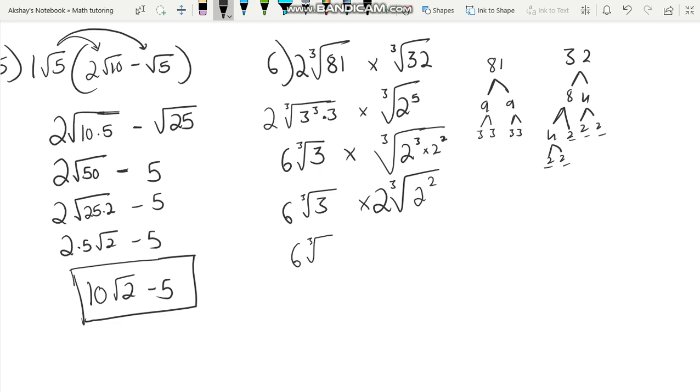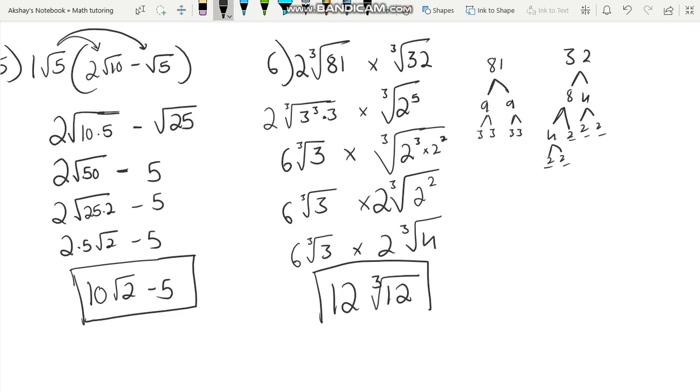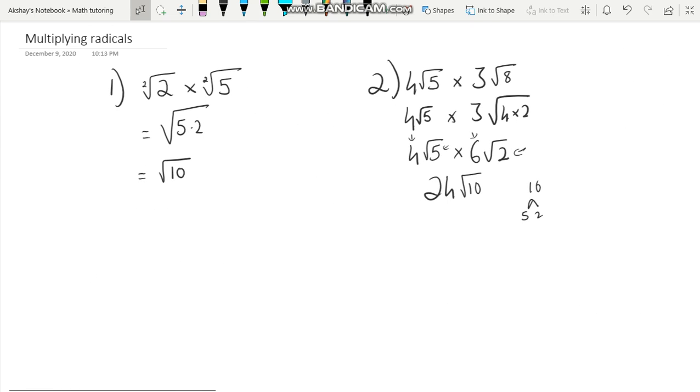Now let me simplify this further really quick. 2 squared is 4. Because I have my same index of 3, I multiply my coefficients 3 and 2, which gives me 6. I can multiply my radicand 4 times 3, which gives me 12. So now I have my answer, which is 6 cube root 12. So that was multiplying radicals. Hope you learned something. Thank you.